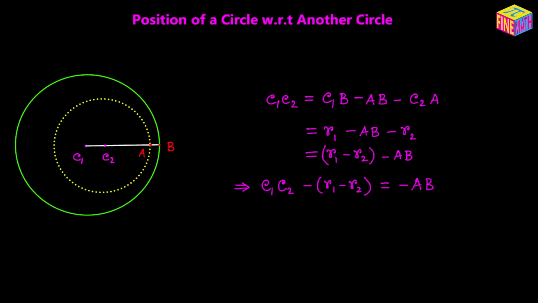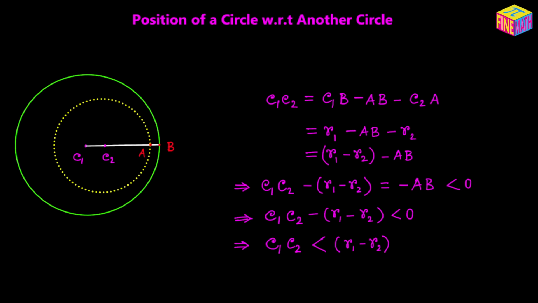And if you think about that, AB is actually the length of a line segment, and negative AB will definitely be less than 0. So we can convert it into an inequality like this. And from here we can say then C1C2 minus (r1 minus r2) is less than 0. And then we can say that C1C2 is less than r1 minus r2. And to be safe, I am going to use the absolute value sign. So we can say that the distance between the centers will be like this when one circle is inside the other circle. And in this case, there would be no common tangent between the two circles. I hope everything about this scenario is clear.